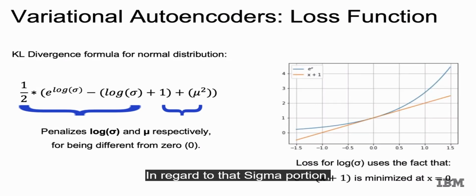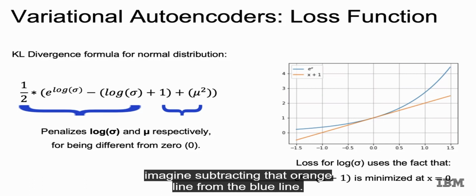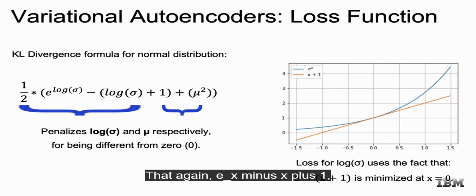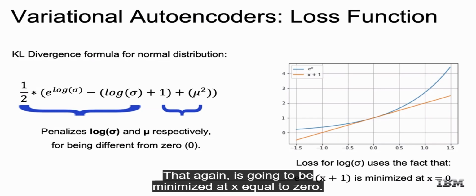And in regards to that sigma portion, we can somewhat see graphically, if we imagine subtracting that orange line from the blue line, that again, e to the x minus x plus 1, which is similar to our sigma portion that we discussed in our KL divergence formula, that again is going to be minimized at x equal to 0.